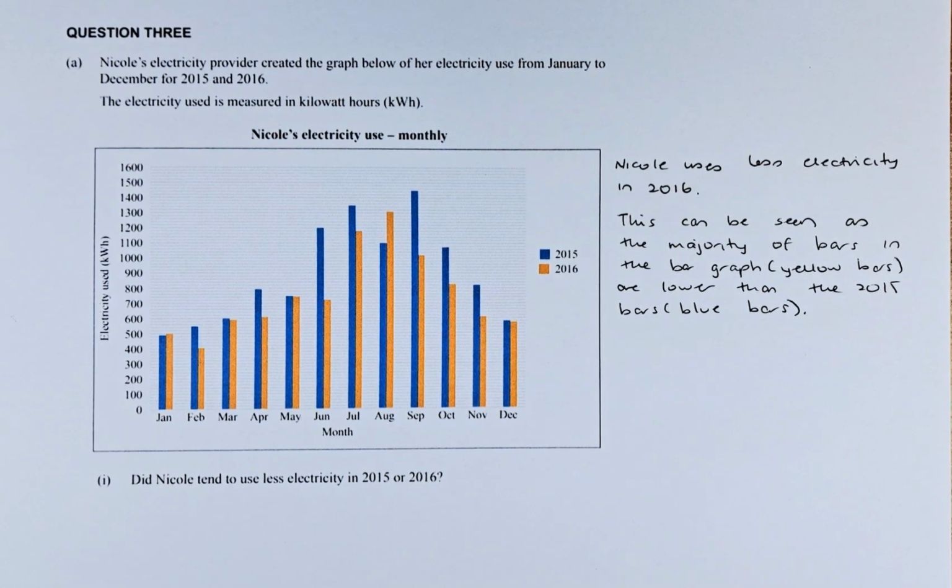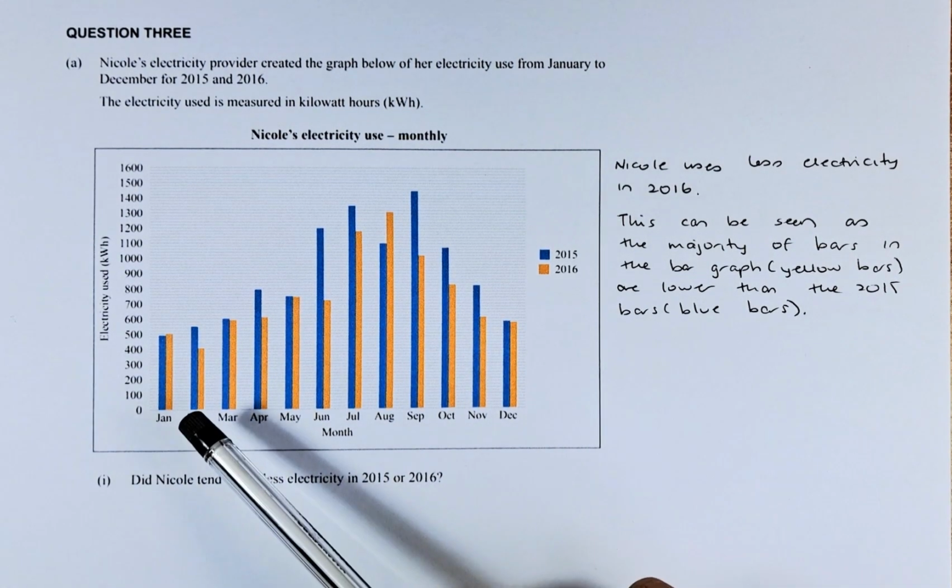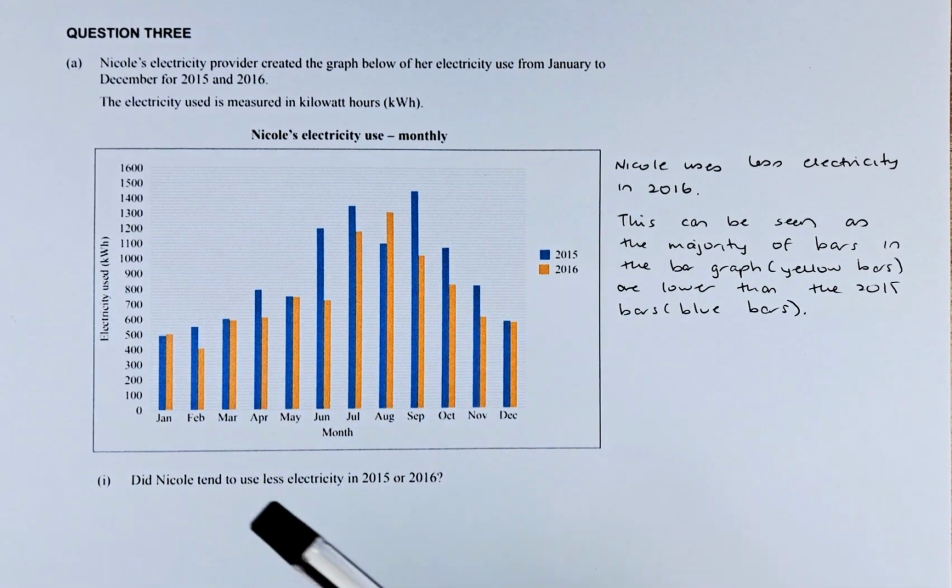Nico's electricity provider created the graph below of her electricity use from January to December for 2015 and 2016. The electricity used is measured in kilowatt hours, or kWh in short. So in this graph, there are 2 bar graphs. The blue graph represents the 2015 usage and the yellow graph represents the 2016 usage. So we are going to compare.